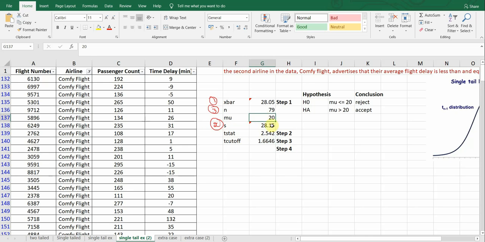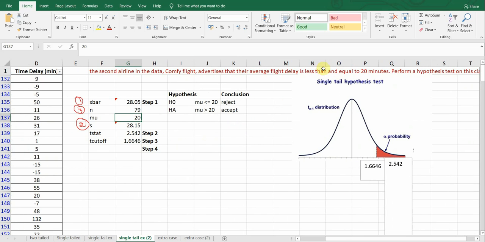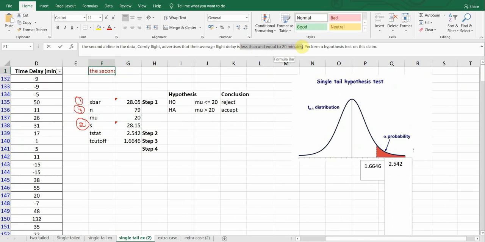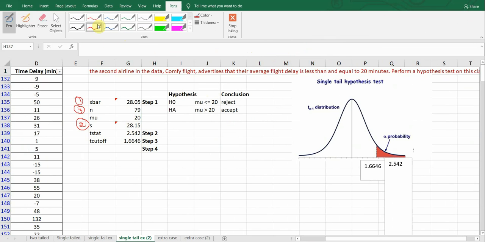This mu value, which is 20, is got from the question, which is less than or equal to 20 minutes. So this 20 minutes is my mu value. With the help of this only, we will write our hypothesis. So now, if you see how we write the hypothesis, the flight delay is less than or equal to 20 minutes. So now this is the information that we have from the question.